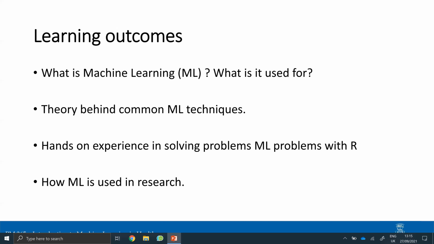And the learning outcomes for this module: we'd like to know what machine learning is, exactly what it is used for, and in particular the theory behind machine learning techniques, because it is important. I know a lot of people will be avid users of machine learning techniques, but if you know the theory behind how they work, it'll help you understand why you get some strange results and how to solve those. And of course, we're going to get hands-on experience in solving machine learning problems with R, and how we use ML in research. We're going to be using a range of different data, which we'll talk about in a few slides' time.